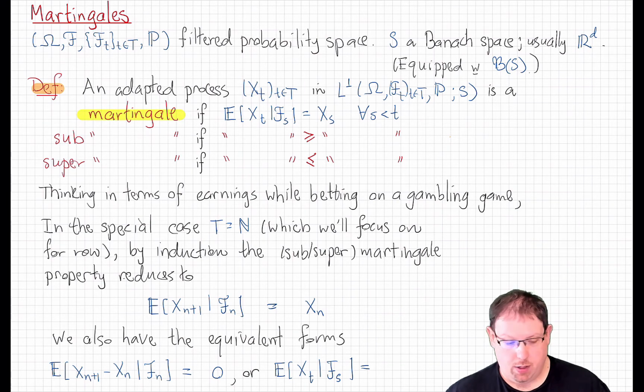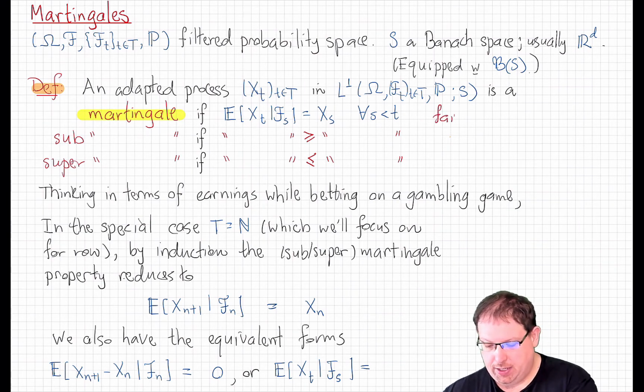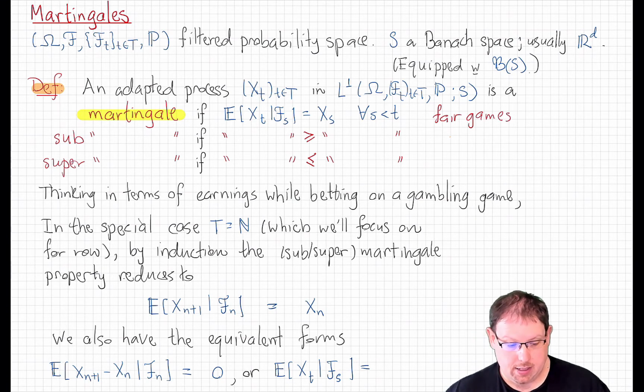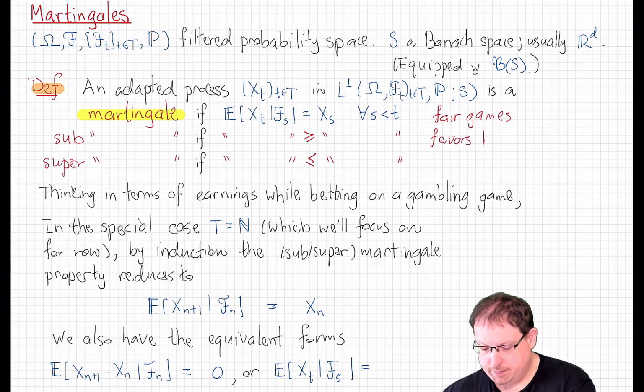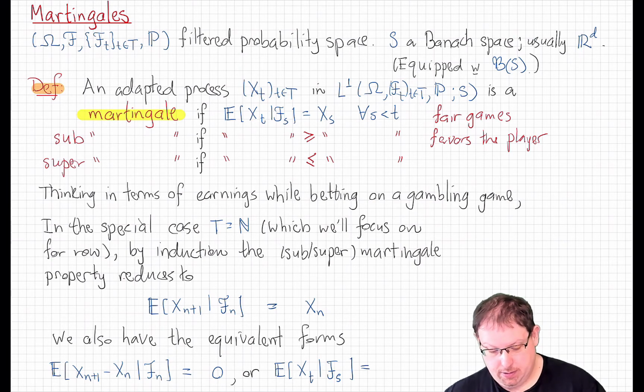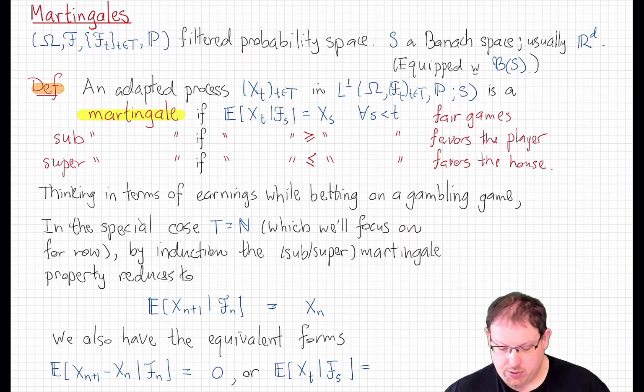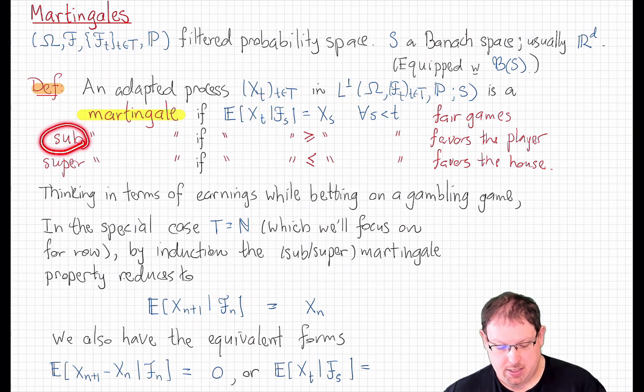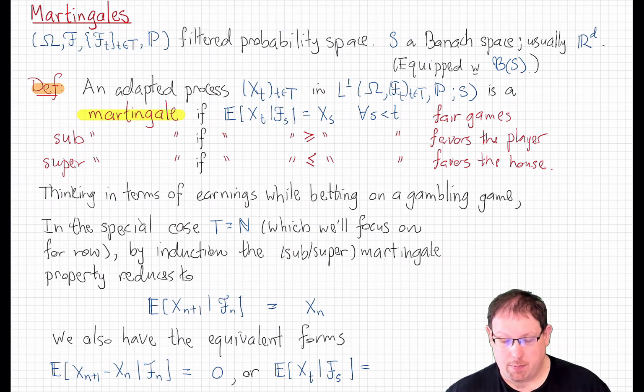In terms of a gambler's fortune model, martingales are a model of fair games. A sub-martingale is a game that favors the player, since the process models the fortune of the player. The expected value in the future going up relative to the present favors the player, and a super martingale favors the house. Of course, what this means is that the name sub versus super martingale has been chosen to be more commensurate with the perspective of the house than the player, which is a little bit unfortunate when we're trying to remember which one means which. We'll see later on that these are good choices, though, when we see how these processes relate to harmonic, subharmonic, and superharmonic functions.